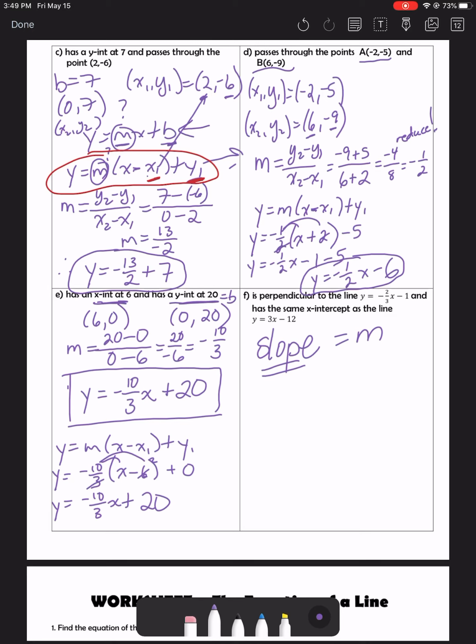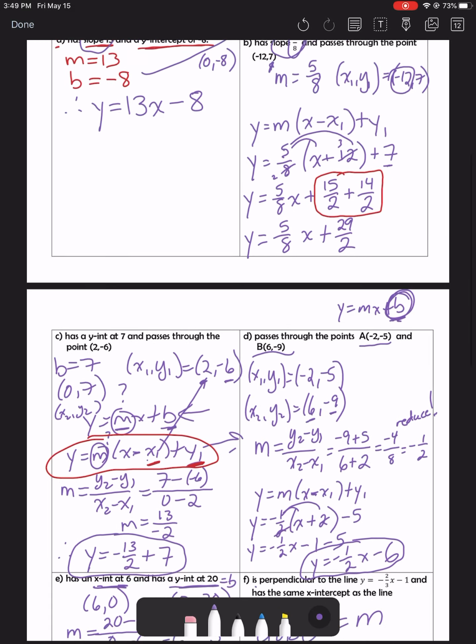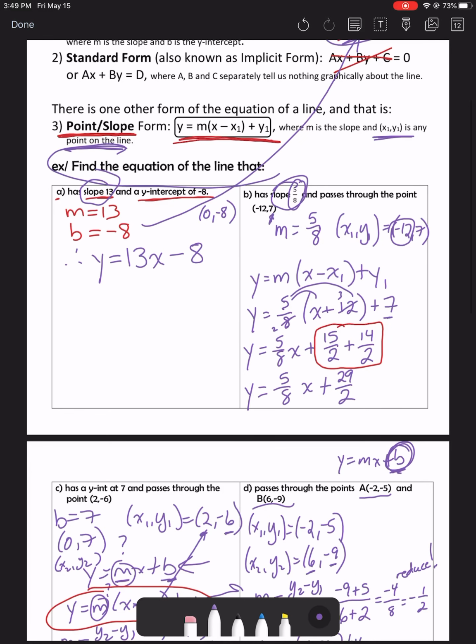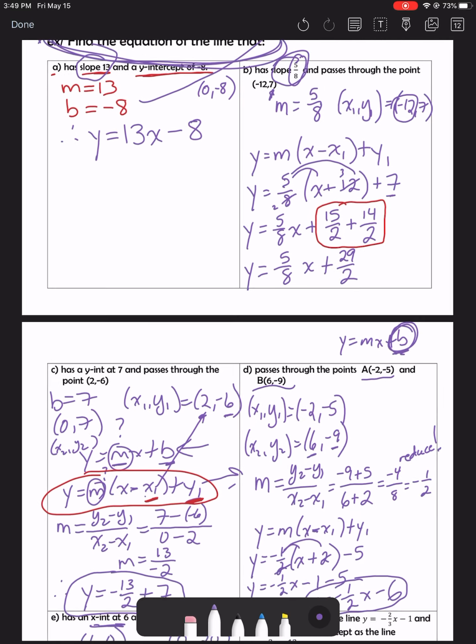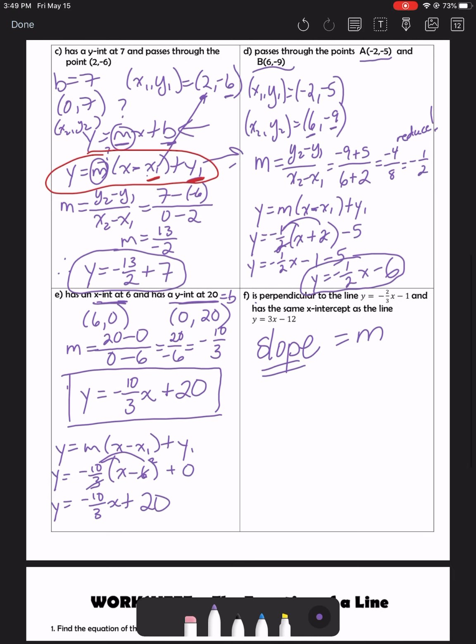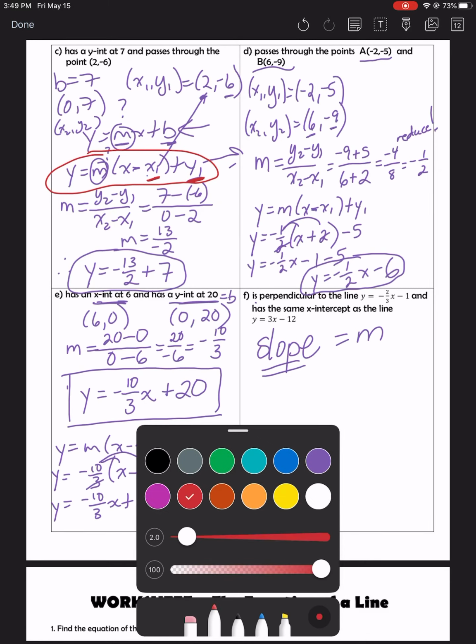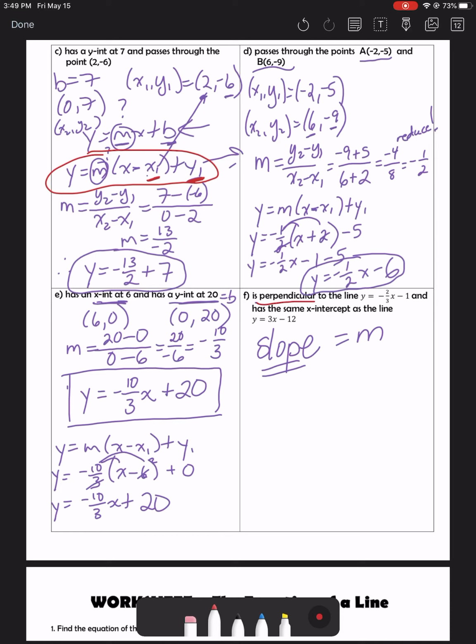All right, so in this last question, how does it tell us what the slope is? I don't see 2 points there. It says the line is perpendicular. So they start out with find the equation of the line that. So this up here, that's what we're trying to do. Find the equation of the line that is perpendicular. I'm going to use a different color. Is perpendicular to the line y equals -2/3 x minus 1.